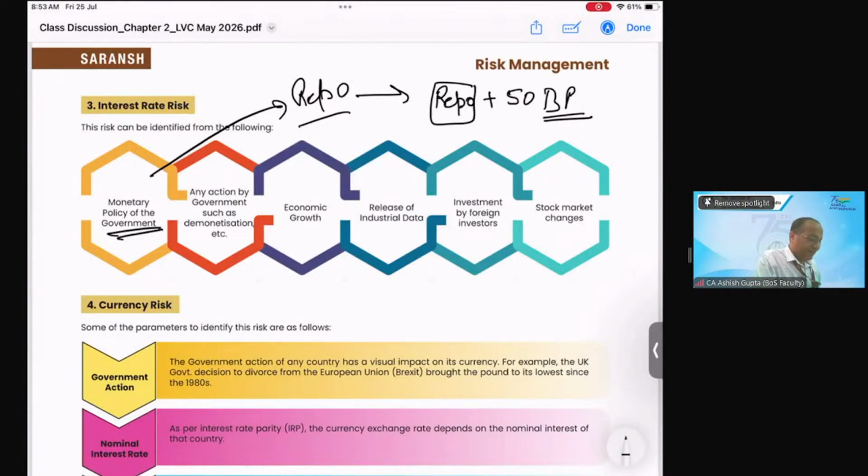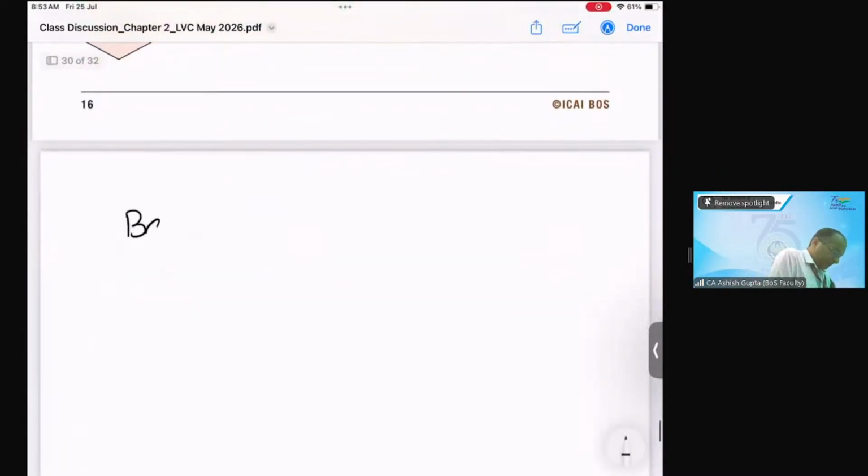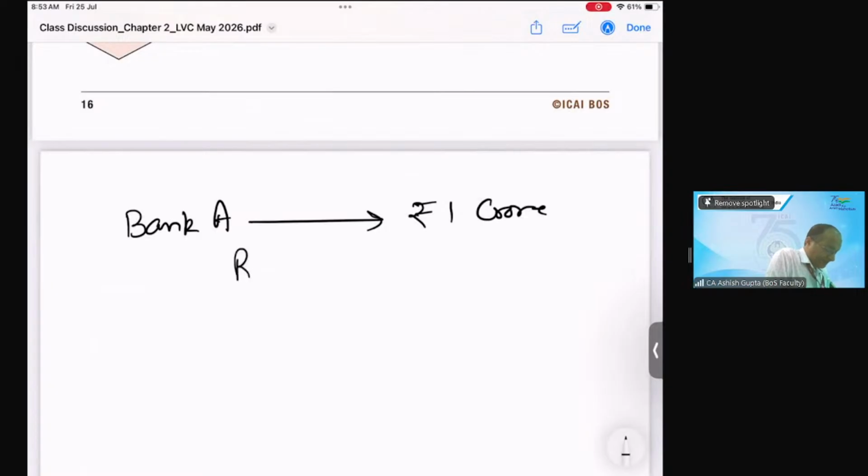We make some basis point addition, but these benchmark rates impact this interest rate risk a lot. Let me give you a small example. Suppose you have lent money to bank A, rupees 1 crore. The rate is fixed as, say, the PLR or prime lending rate plus 1%, or we can say repo rate plus 1%, that is 100 basis points.